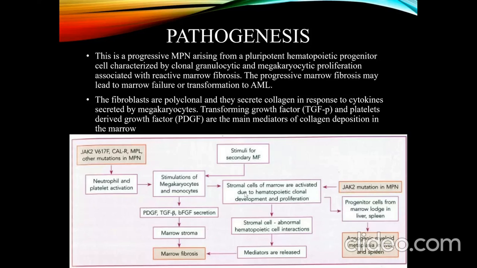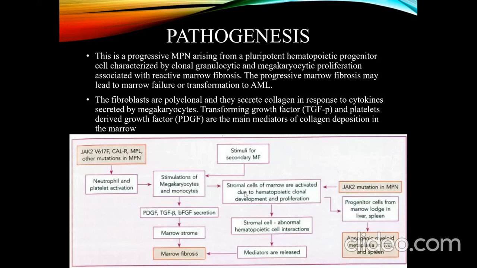For primary myelofibrosis, we should also look at the pathogenesis. It is a progressive MPN arising from a pluripotent hematopoietic progenitor cell characterized by clonal granulocytic and megakaryocytic proliferation associated with reactive marrow fibrosis. The progressive marrow fibrosis may lead to marrow failure or transformation to AML. The fibroblasts are polyclonal and they secrete collagen in response to cytokines secreted by megakaryocytes. Transforming growth factor and platelet-derived growth factor are the main mediators of collagen deposition in the marrow.